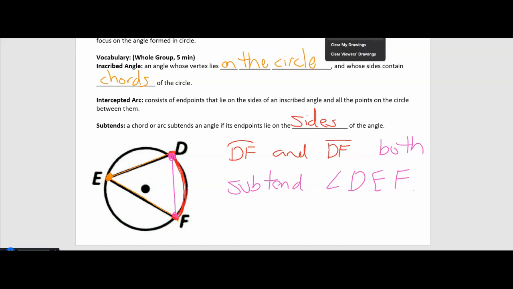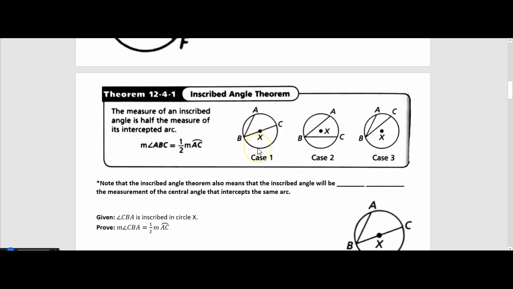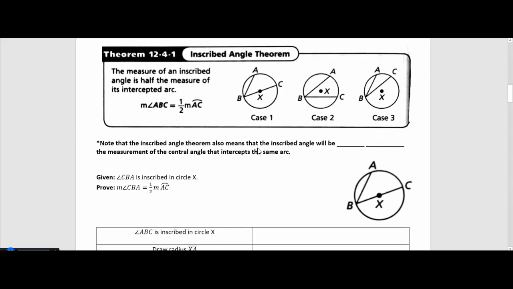Speaking of theorems, we have our first one today, which is going to talk about the measurements of inscribed angles. This is called the inscribed angle theorem: the measure of an inscribed angle is half the measure of its intercepted arc.